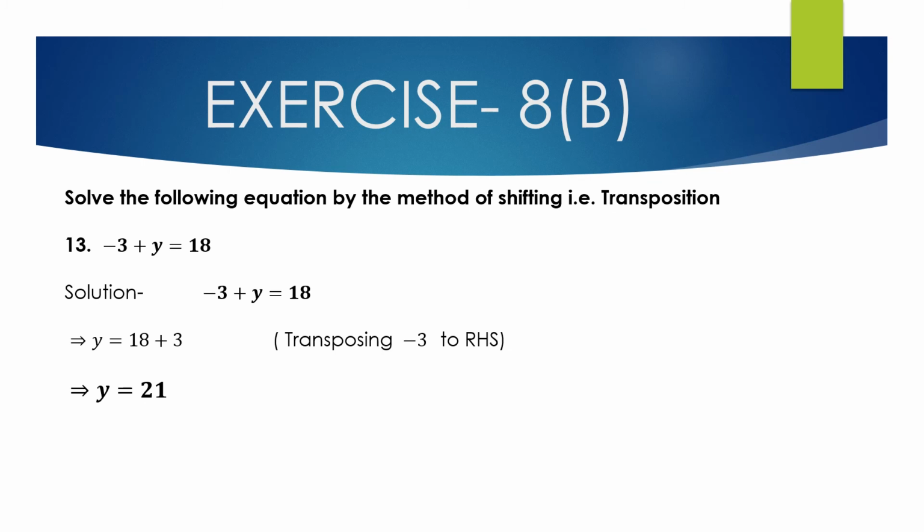Now we will solve question number 13. Question number 13 is minus 3 plus y equal to 18. This is the equation given and we have to solve the value for the variable y using the method of shifting or method of transposition. Now y will be, minus 3 transposed to the right hand side, minus 3 changes to plus 3. Now y will be 18 plus 3. 18 plus 3 is 21. Now we get y equal to 21 and value for the variable y is 21.